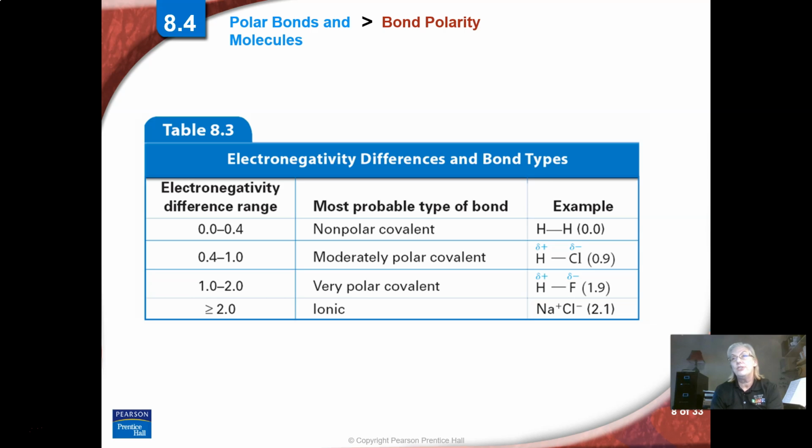So this is how you can tell for sure what's going to happen between two atoms. So it's nice to have number differences, so this range is really helpful to figure out what type of bond you have. So if you have a list of electronegativities, it's super easy to figure out what kind of bonding you have. So that makes it nice. It's cut and dried.